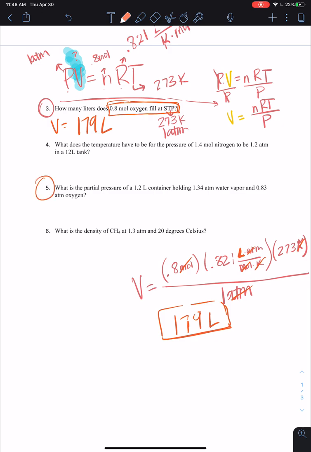number 5. Number 5 is partial pressure. The equation for partial pressure is back in your PowerPoint, and it's literally just a sum.